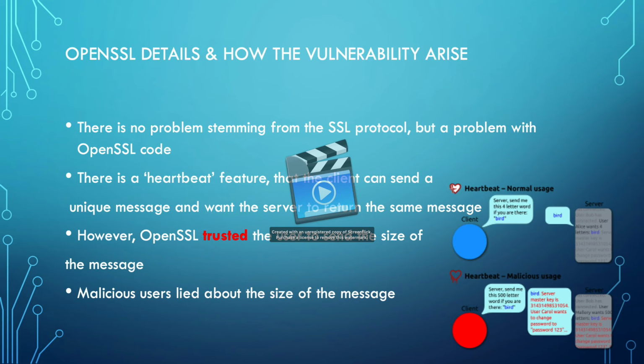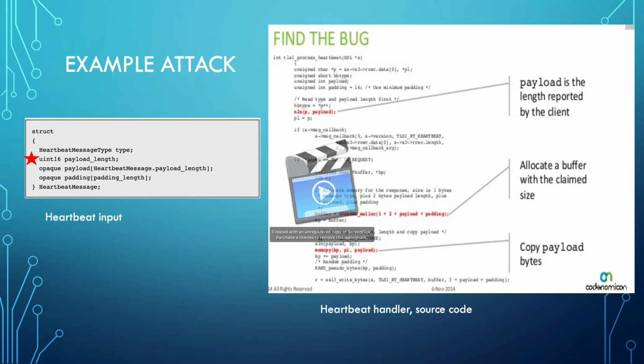The problem here is that OpenSSL trusted the user to send the size of the message. We can see an example of the malicious user here. It says, server, send me this 500-letter word if you're there, bird, which the server responds with bird, and then a lot of confidential information about various users or just private keys, many other things too. The malicious users found a way to lie about the size of the message to extract confidential information from the server. So here's how an example attack would have played out.